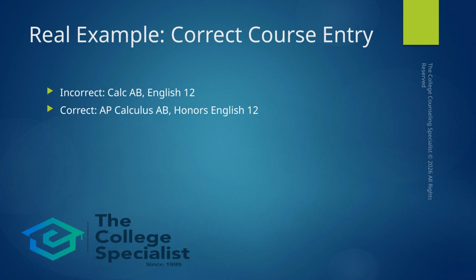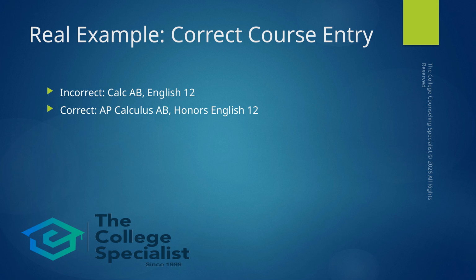This slide highlights how small changes in course reporting can significantly improve clarity and accuracy. When a student writes Calc A or English 12, admissions officers must guess what level of rigor those courses represent. But when the student writes AP Calculus AB and Honors English 12, the rigor becomes immediately clear. This matters because colleges evaluate your academic choices within the context of what your school offers. Using full, official course titles ensures your application aligns perfectly with your transcript and avoids unnecessary questions from admissions offices. It also shows attention to detail, a trait colleges value.